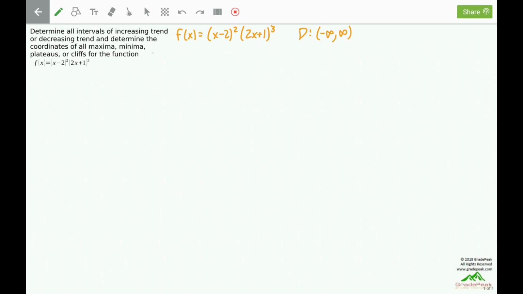We will take the first derivative, f prime of x. f of x is a product of two functions, so the derivative will involve the product rule. Derivative of the first, it's power rule: bring down the power, leave the inside alone, subtract 1 from the power, multiply by the derivative of the inside, times the second left alone, plus the first left alone, times the derivative of the second, a power rule. Bring down the power, leave the inside alone, subtract 1 from the power, multiply by the derivative of the inside to complete the chain rule.